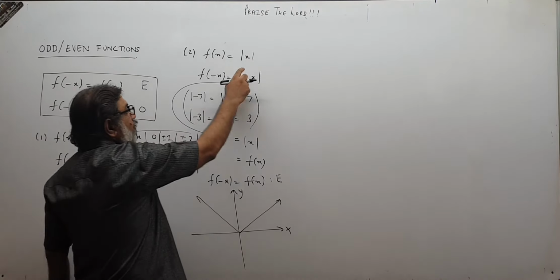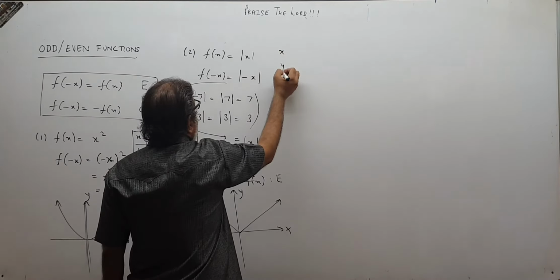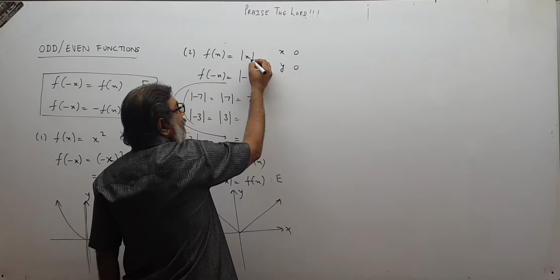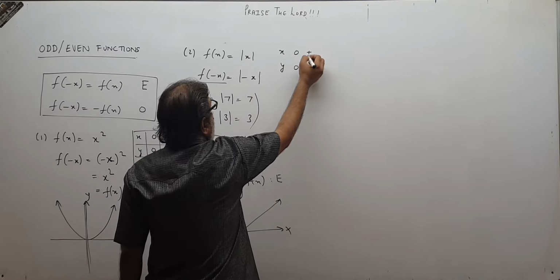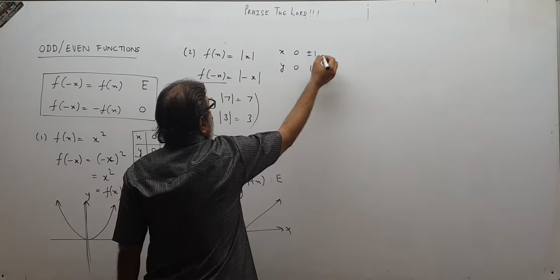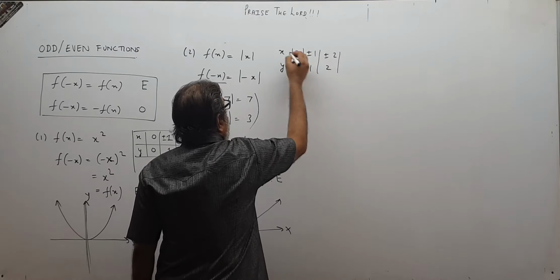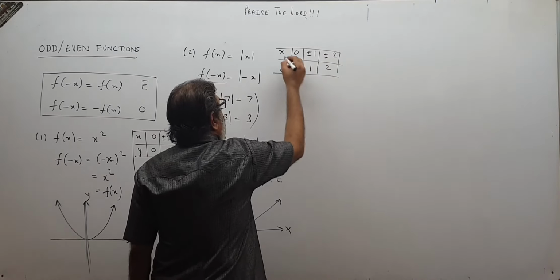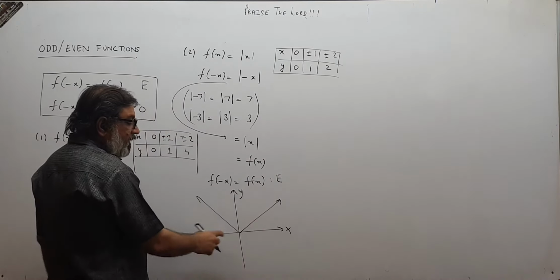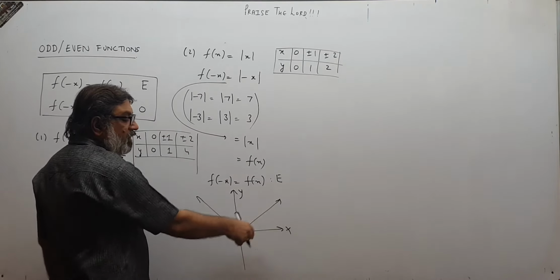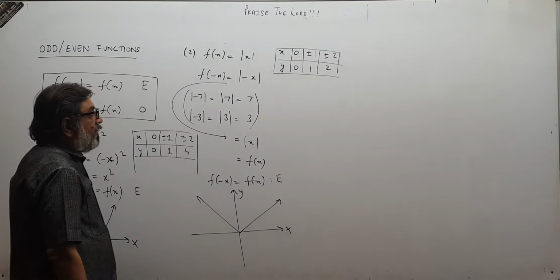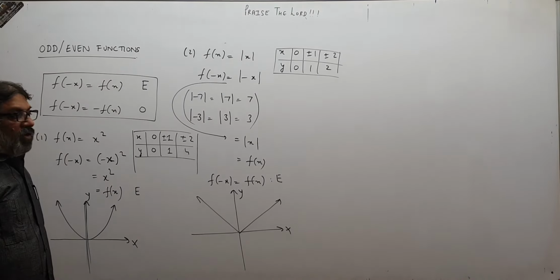Here also y equal to mod x. If you take some values, for 0 it will be 0. For plus minus 1 it will be 1. For plus minus 2 it will be 2. If you plot these points, you get the graph. Understanding? This type of graph you will get, 1, 1, 2, 2, 3, 3. It will be a straight line graph like this. So two examples I gave you for even function.